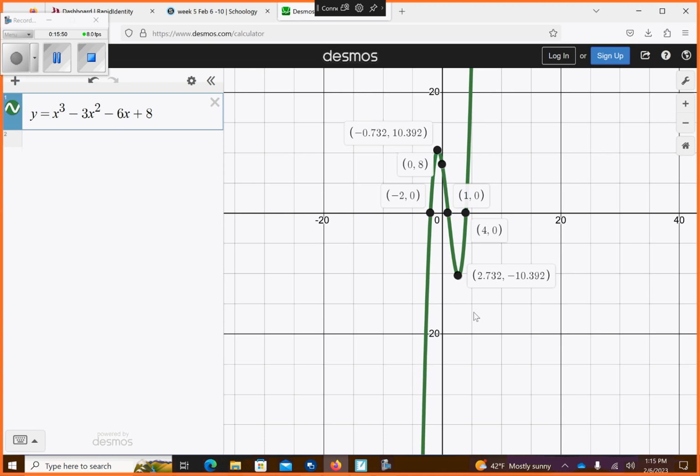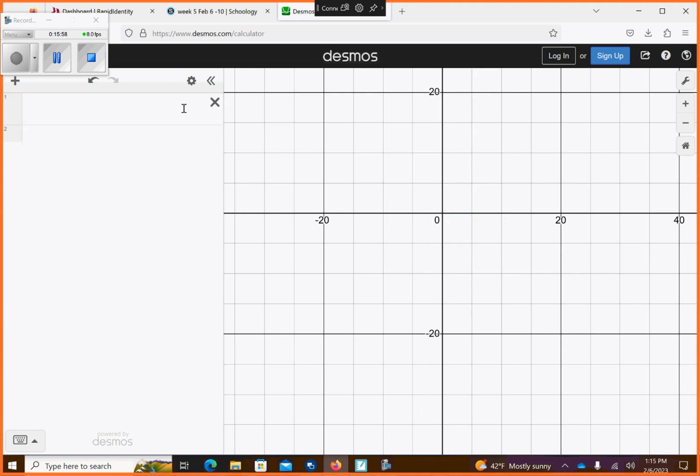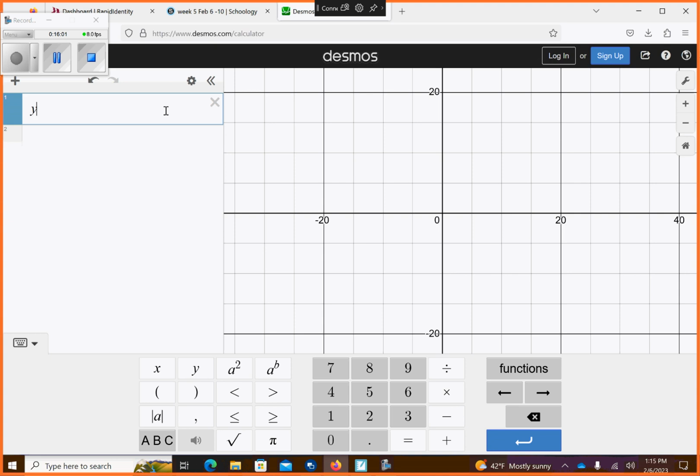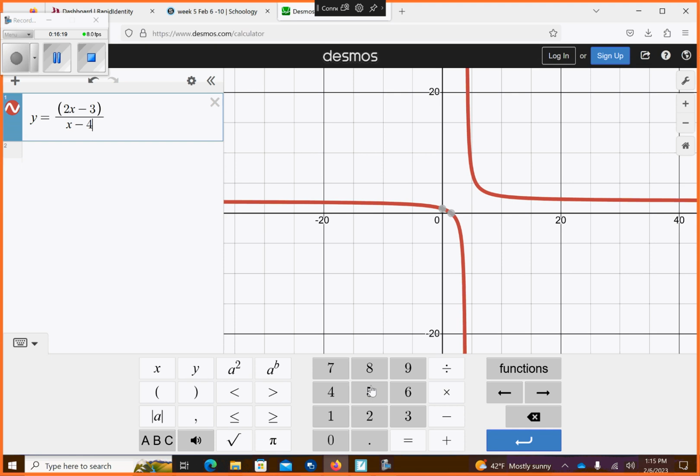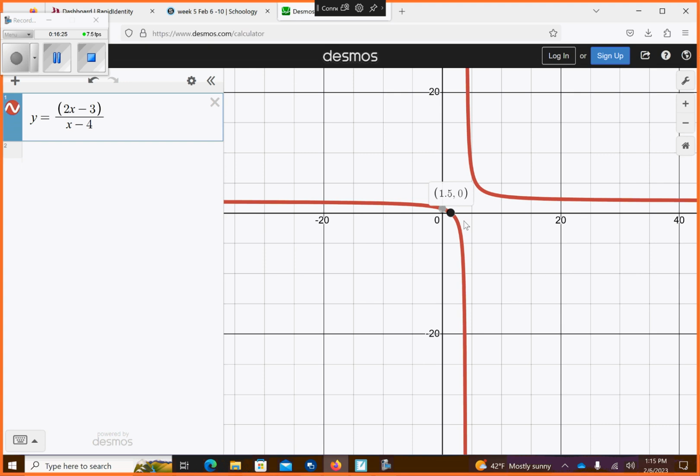Number 8. Can I move on? Everyone feel comfortable with those? All right, number 8. We have y equals, and I'm going to make this a fraction right away. So sometimes to make it a fraction, you want to put both the top and bottom in parentheses. That doesn't change the dynamics of the problem. I think you can get away with the bottom not being in parentheses. So we want the x-intercept. That's where it crosses the x-axis. So that's at 1.5 comma 0. The y-intercept is at 0 comma 0.75.